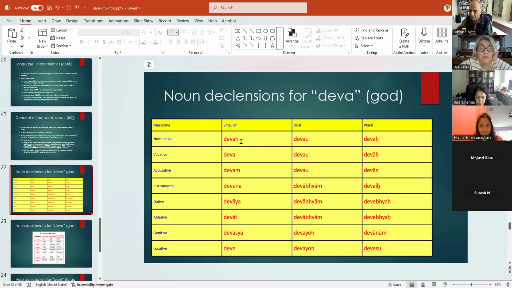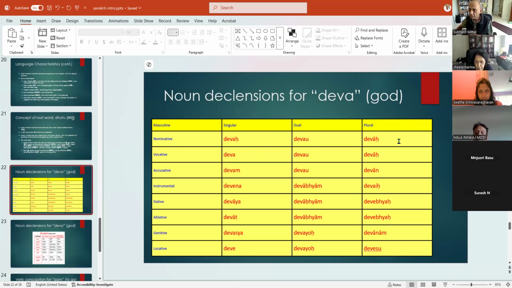Devaha, devau, devaha. Again, devaha, devau, devaha. This is what you have to memorize. Devaha means one deva who is doing something. Devau means two of them who are doing something. And devaha means plural, more than two who are doing something. So they are the karta. The first line always represents the one who is the doer of some action.